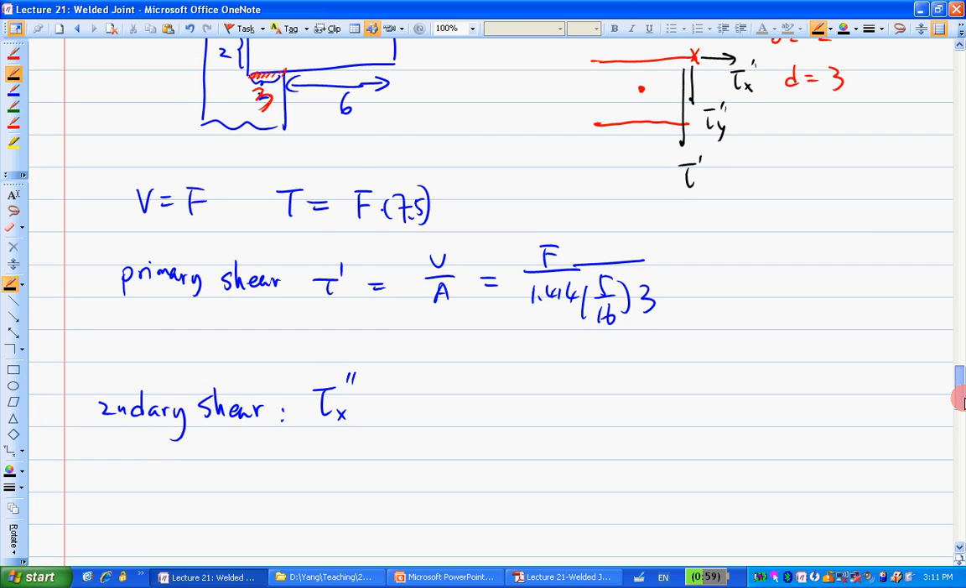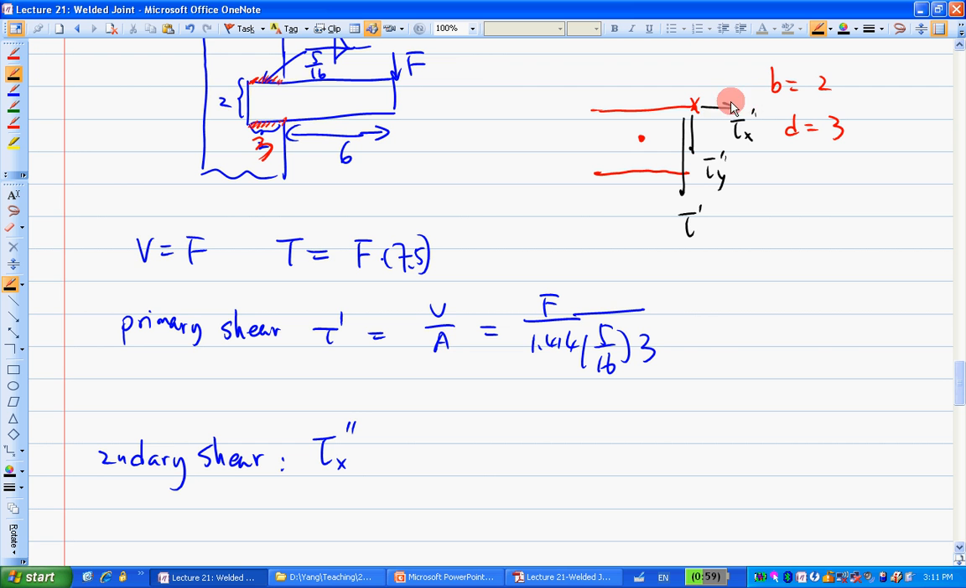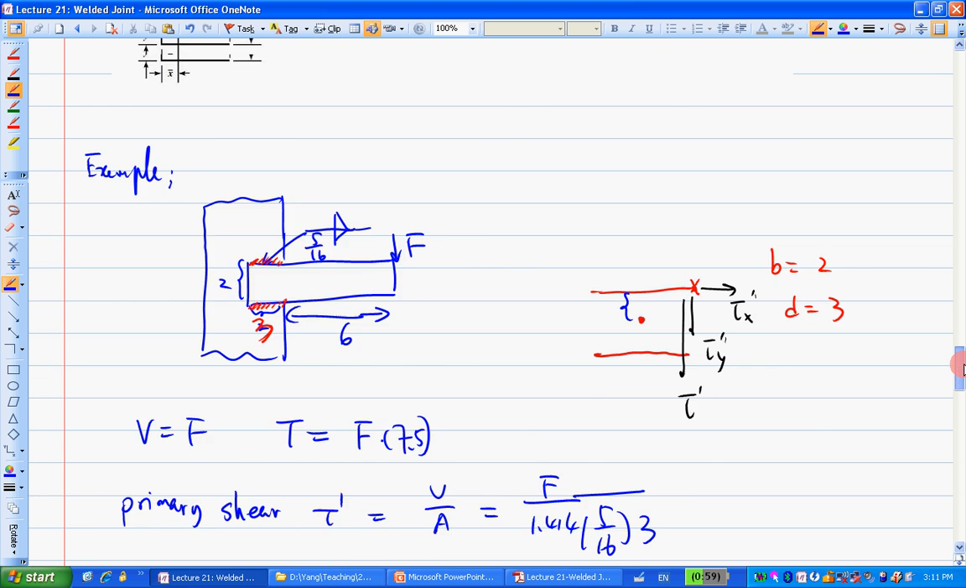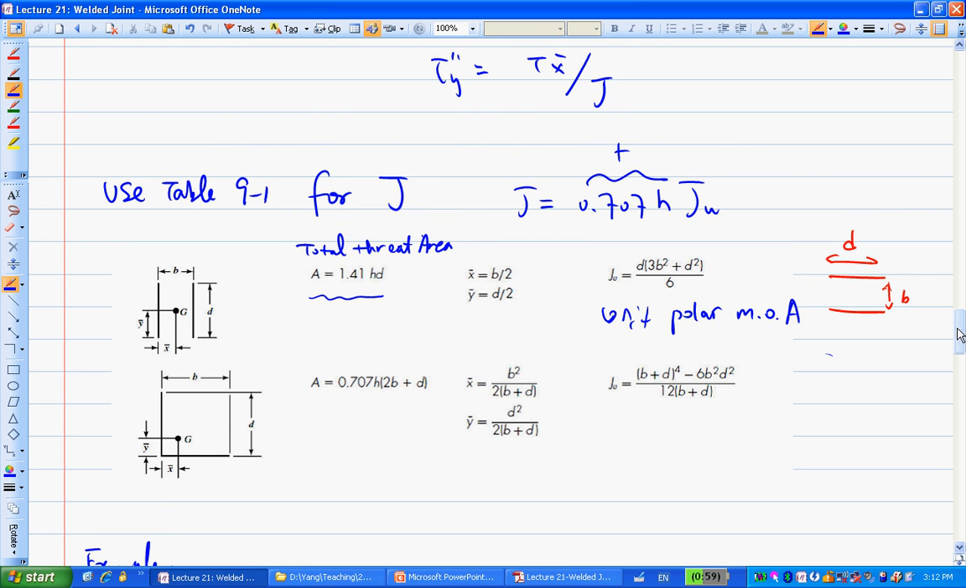So what is the tau x double prime? Based on the geometry here, that's T times R over J. So the question is, what's R? R is which one? Is this, right? So what's this distance? Go to the table. It's this one, x bar. X bar is what? B over 2. Okay?